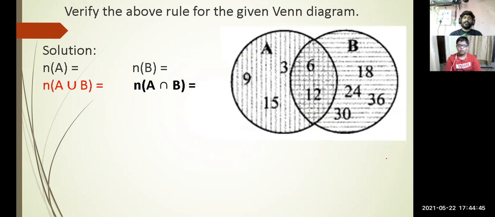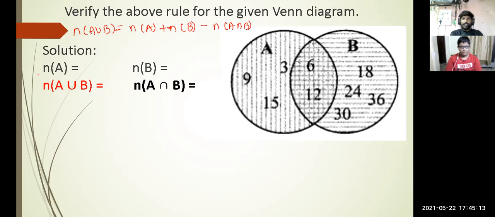Okay, now we'll see this question. In this question, they have said verify the rule, meaning the formula which we just studied: n(A ∪ B) is equal to n(A) + n(B) − n(A ∩ B). This formula, what you have studied, you have to verify. So let's verify. Solution.